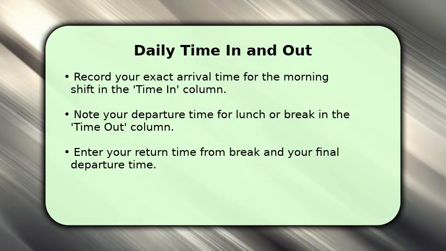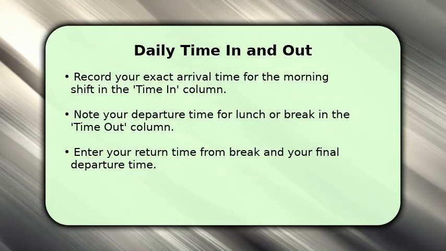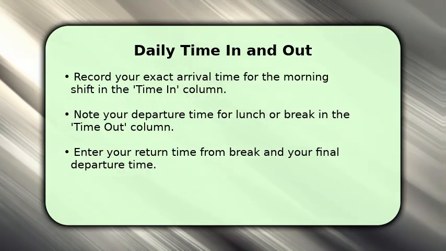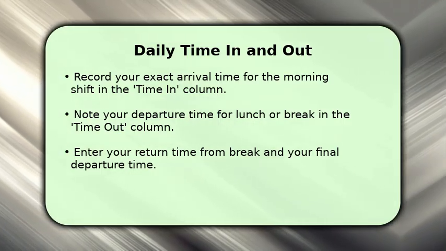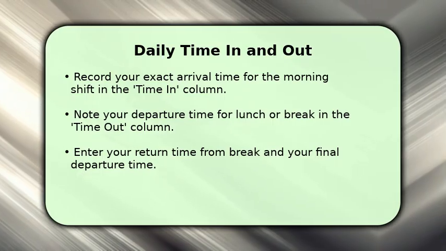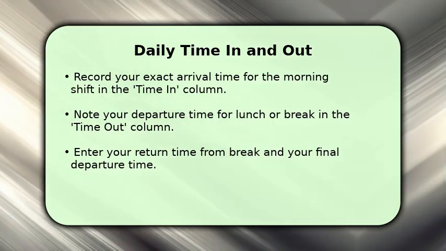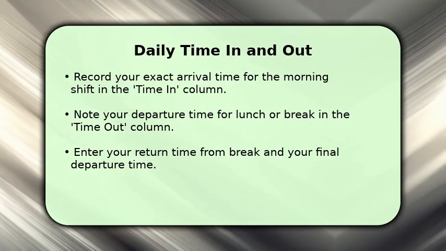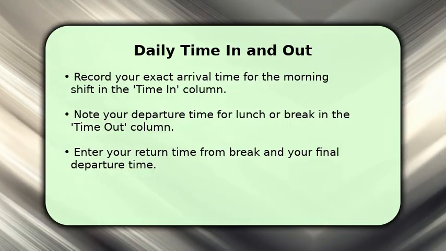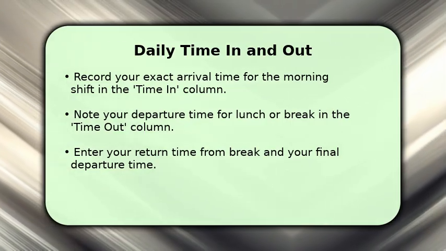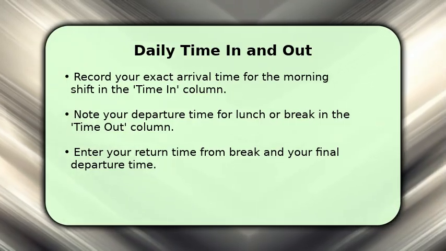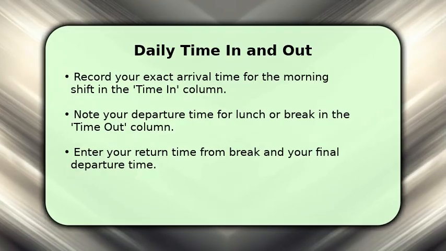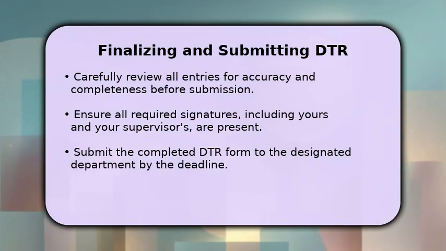Now for the core of the DTR, recording your daily time entries. Each day, log your exact arrival time in the morning time in column. When you leave for lunch or a break, record that in time out. Upon your return, mark your time in again. And finally, your end-of-day departure in the last time out column. Be precise, using either a 24-hour format or clearly indicating AM and PM. Accuracy here is key.